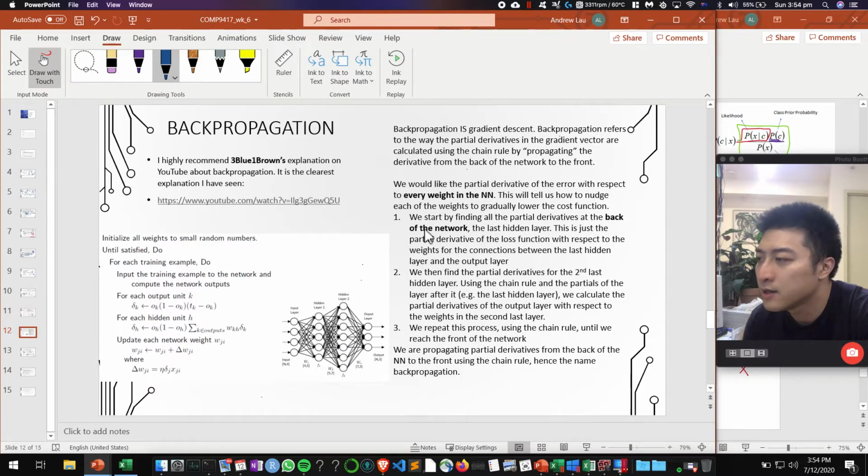Let me summarize again. We start by finding the partial derivatives at the back of the network, the last hidden layer. This is just a simple partial derivative. Then we go to the layer behind it and calculate, using the chain rule, its partial derivatives, and you rinse and repeat all the way to the front. That gives you the partial derivatives for all the weights, and that's the nudge and bump you need at that iteration. Then you just keep repeating it. That's gradient descent in a nutshell.